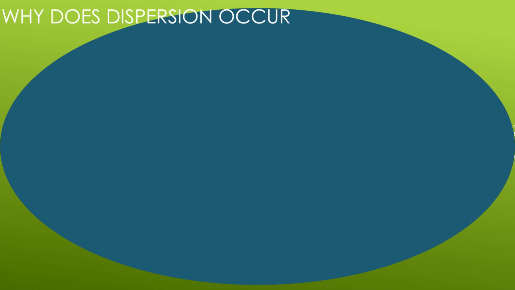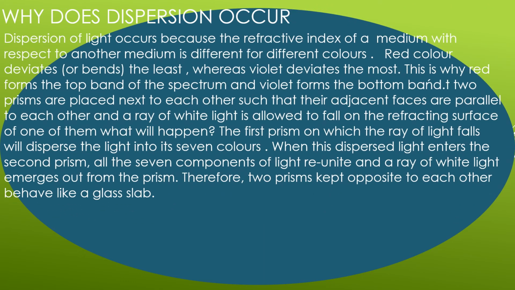Why does dispersion occur? Dispersion of light occurs because the refractive index of a medium with respect to another medium is different for different colors. Red color deviates, or bends, the least, whereas violet deviates the most. This is why red forms the top band of the spectrum and violet forms the bottom band.